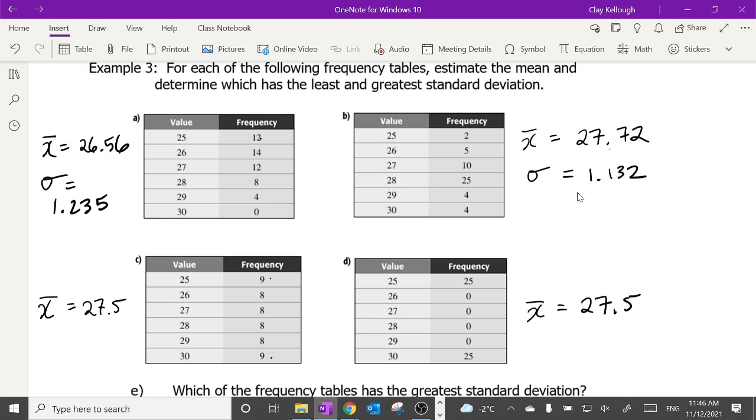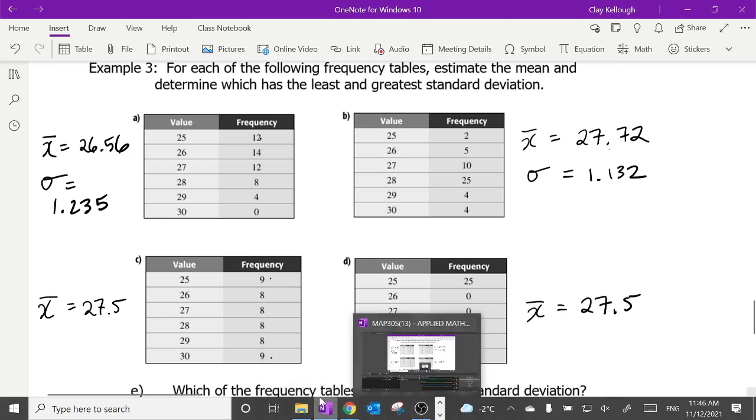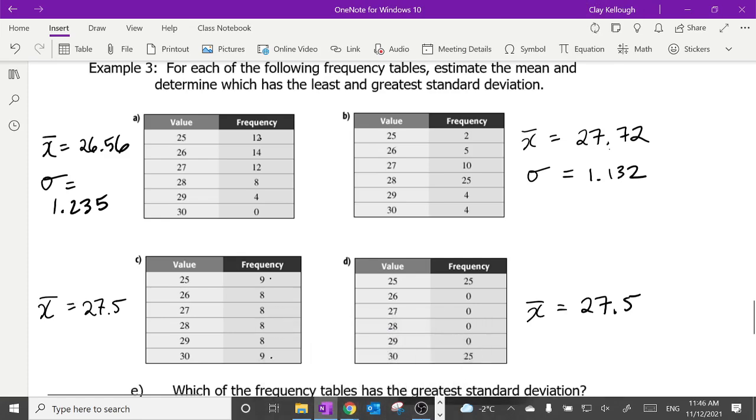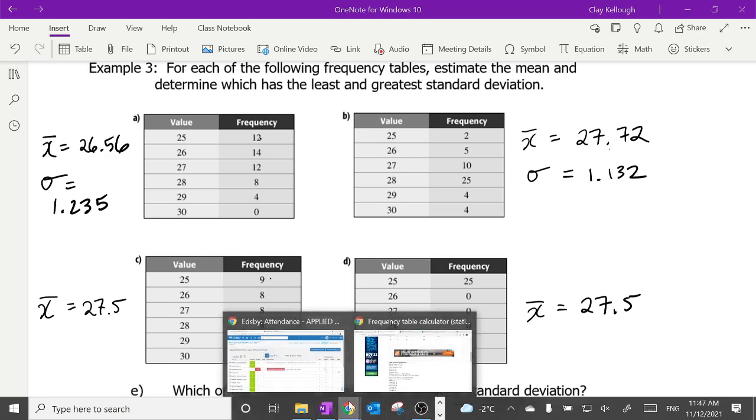So my standard deviation for this one is 1.132. For C, the one where the data seems very evenly distributed, because take a look at how each category has, this would be the flattest looking histogram, right? So go back to the table.